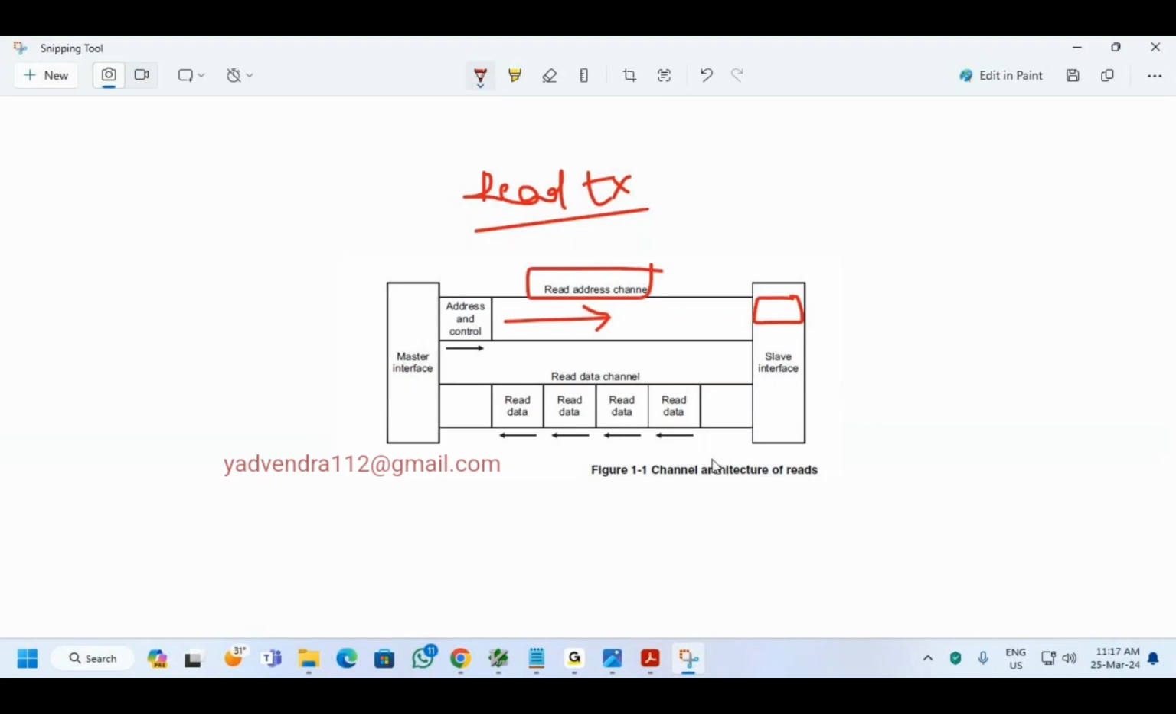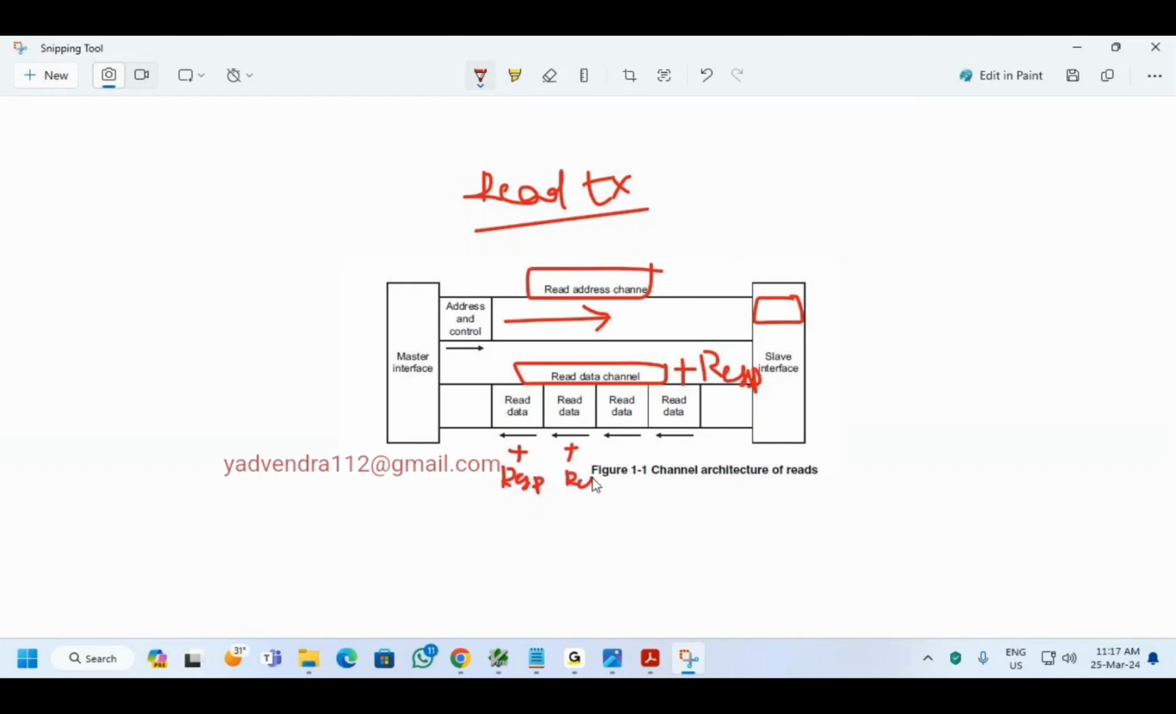If you ask me, here we have only two channels in reads, not three. So you said this is the read data channel, and in this channel the response is also included. I am telling the answer for that question now. We have gone through reads: the master sends the address, and corresponding to that address the slave gives the data. With each data, it will include a response.